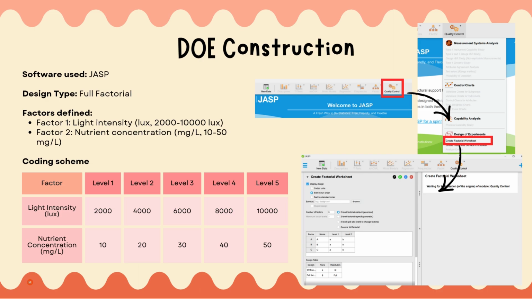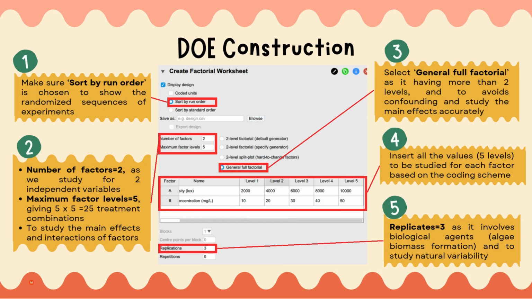So to construct the DOE in JMP, the first step is to choose the option of quality control on the first page, and then we select create factorial worksheet, and it will generate a factorial worksheet for us to design our experiment. For the following steps after we create a factorial worksheet, the first step is to make sure the option of sort by run order is chosen to show the randomized sequence of this experiment. Next we will select the number of factors as 2 because we are studying two independent variables, which are light intensity as well as nutrient concentration.